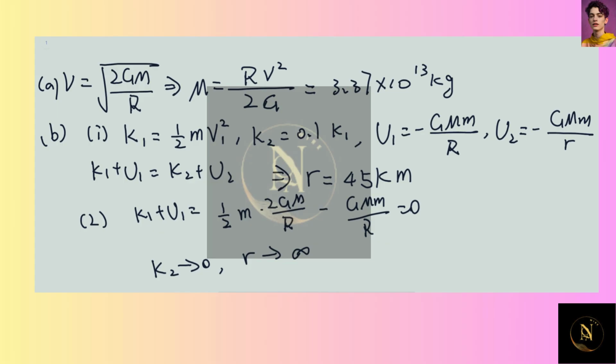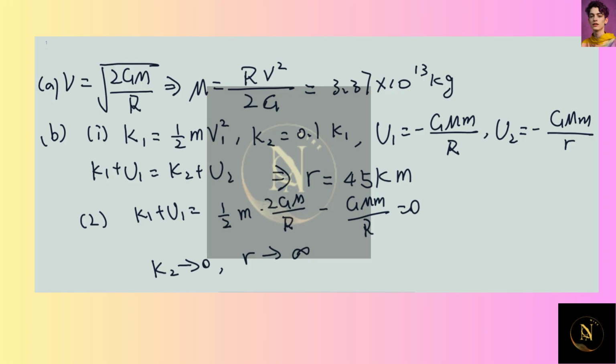The escape velocity can be calculated by the square root of 2GM over the radius. So we know the escape speed and we know the radius of the comet. So we can get the mass of the comet by r v squared divided by 2 times the constant G. Plug in the numbers, and it's going to be equal to 3.37 times 10 to the 13 kilograms.